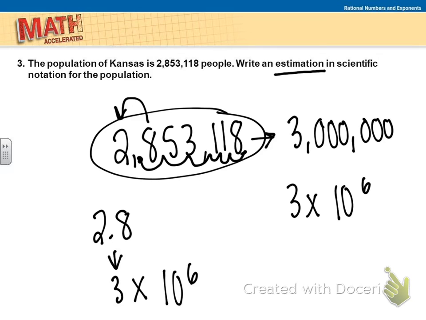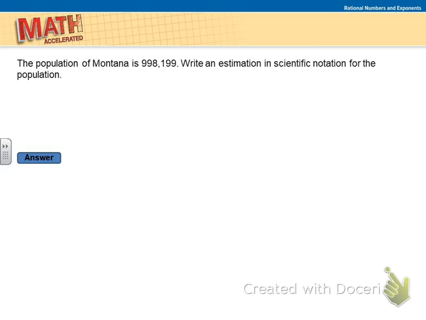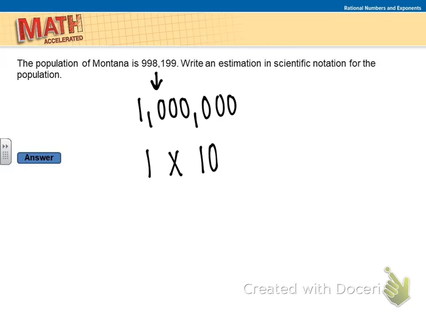All right, y'all do number 3. I'll keep this one up here. All right, so this one says the population of Montana was 998,199, right? So what would we estimate this number is? 1 million, right? And what is 1 million written in scientific notation? 1 times 10 to the 6th power, right?